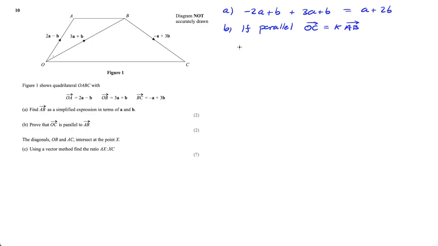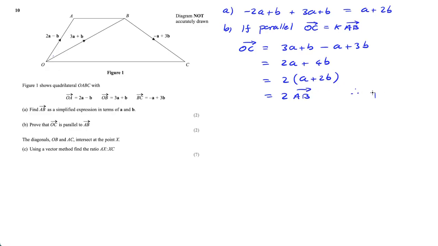To get from O to C, along how we know, we're going to go up here and down here. So it's going to be 3a plus b, and then minus a plus 3b. And this gives us 2a plus 4b. Now you have to write it, guys, as 2 times a plus 2b, which is equal to 2 times AB. Therefore, parallel.